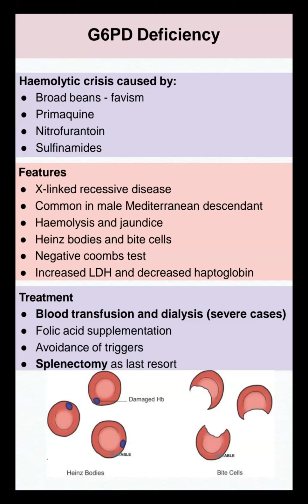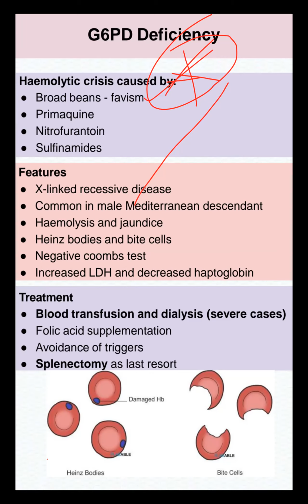My dear candidates, G6PD deficiency is a pearl for the exam. Hemolytic crisis is caused by favism, broad beans. This is an exam question: a patient taking fava or broad beans comes to hospital with hemolysis. You have to stop it first and tell the patient to stop taking it. Exam question.